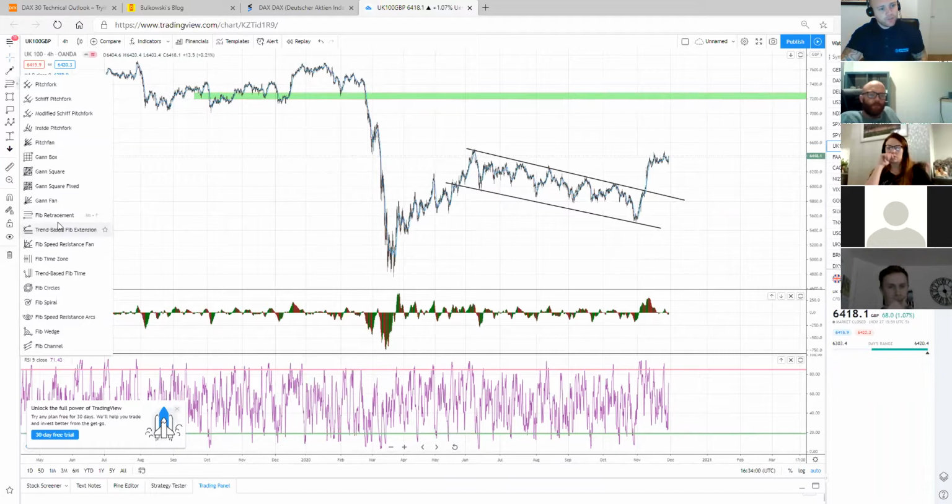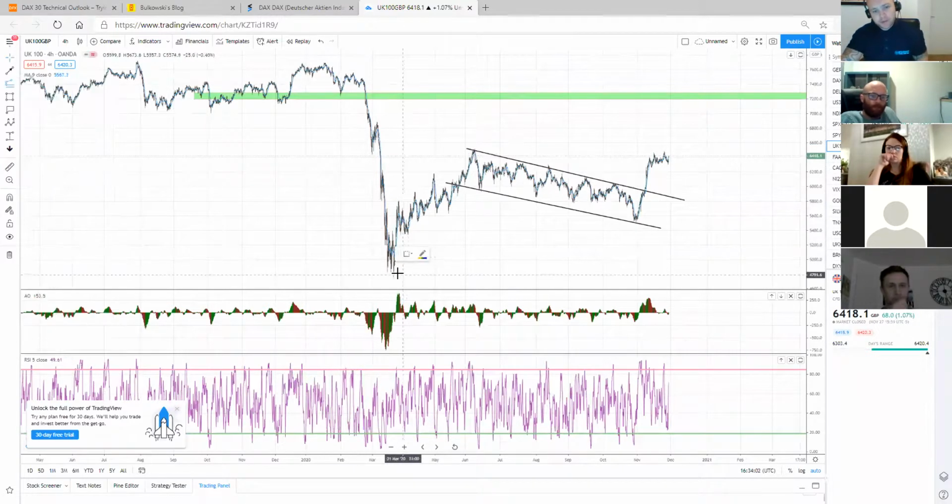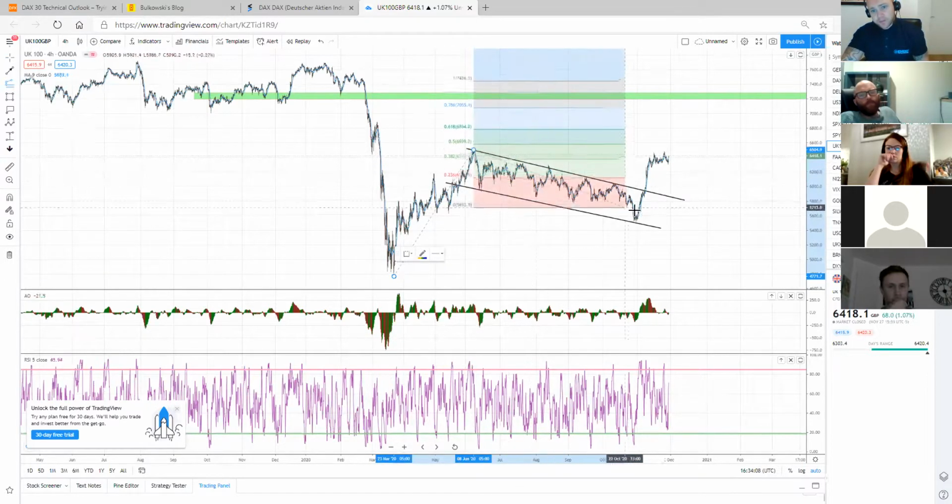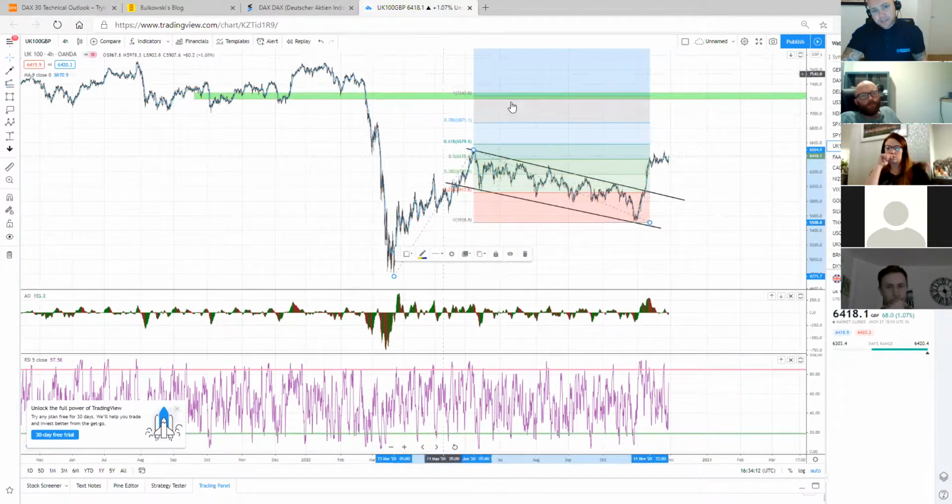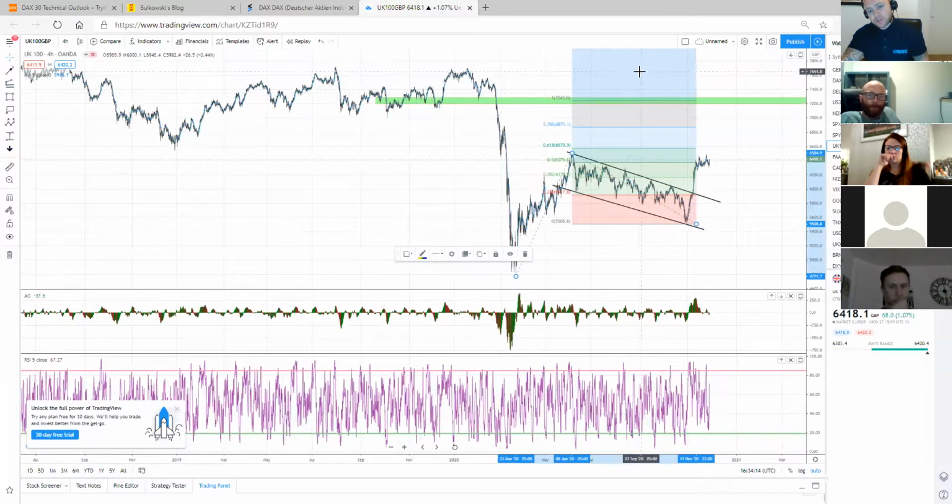But if I show you using the fib expansion tool, we put the 0 at the bottom. First point is at the first move top. Second point comes here. Really, the minimum target is 100%. It should do 100 to 161. But it's funny how that target is literally perfectly lined up there.